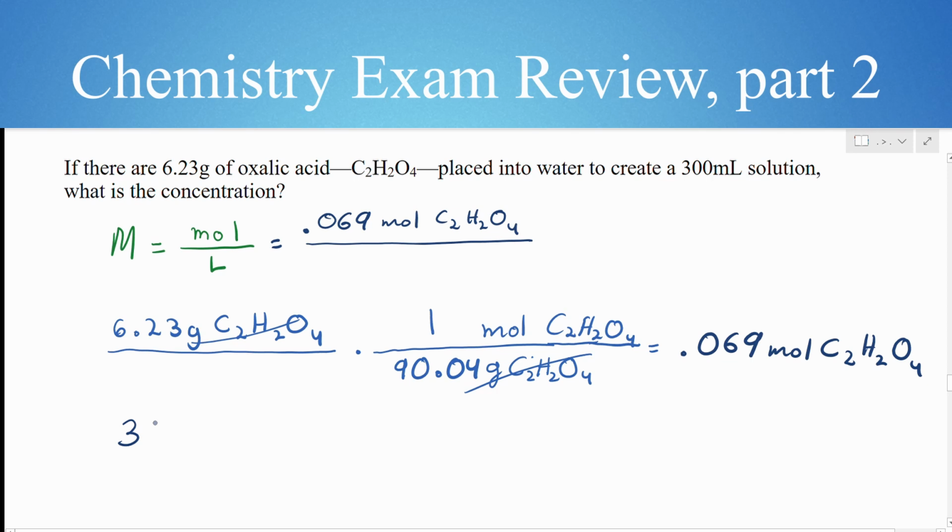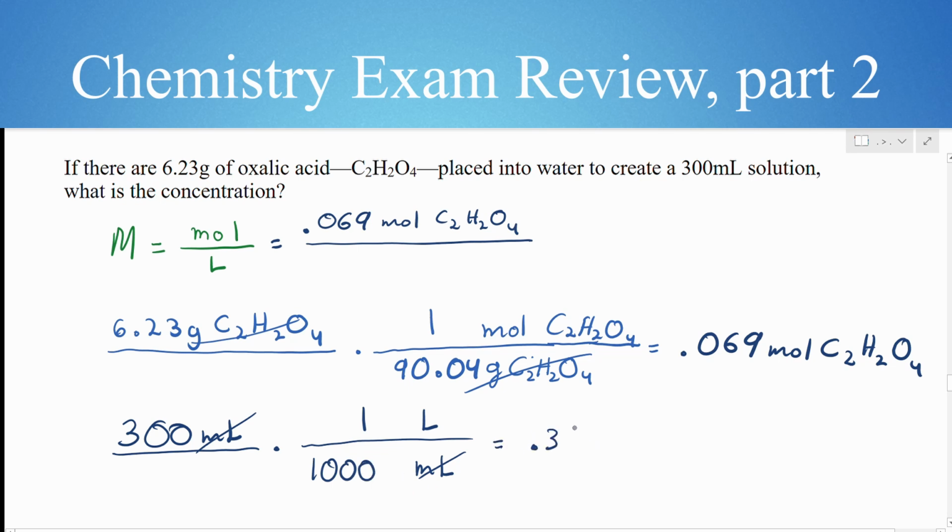We know that we have 300 milliliters, however we need to convert this to liters. So we're going to cancel out milliliters, so we'll put that unit on the bottom, and we'll put liters on top. Now we need to use the conversion factor between milliliters and liters, which says that if we have 1 liter, we have 1,000 milliliters, and that will give us 0.3 liters.